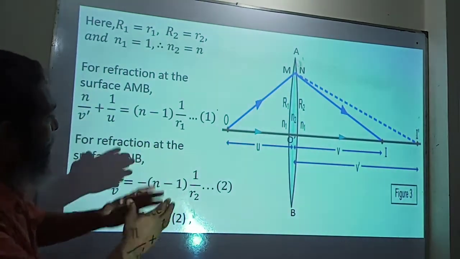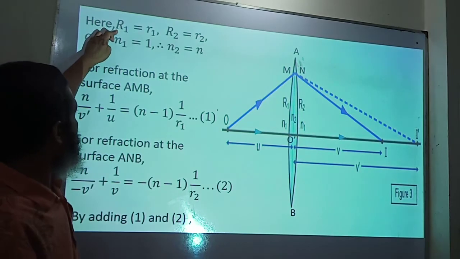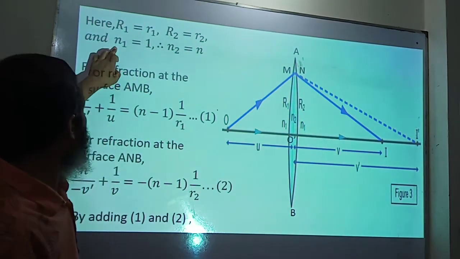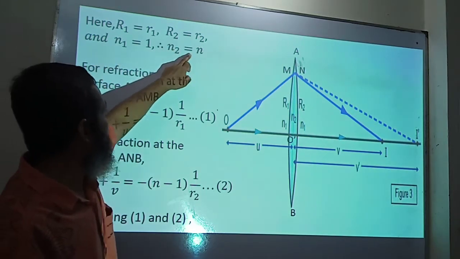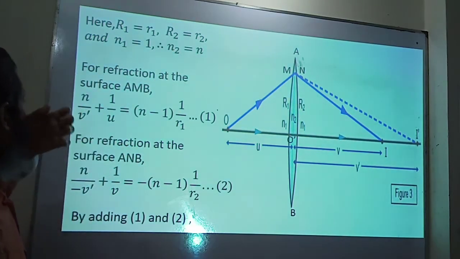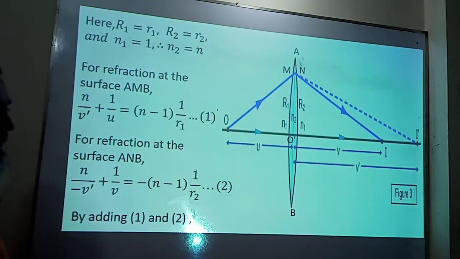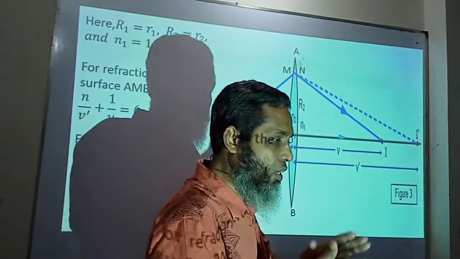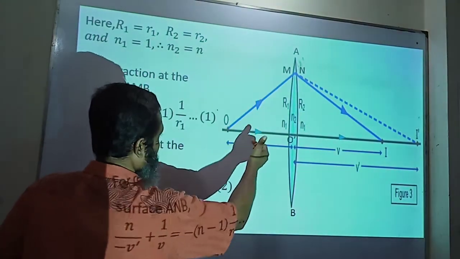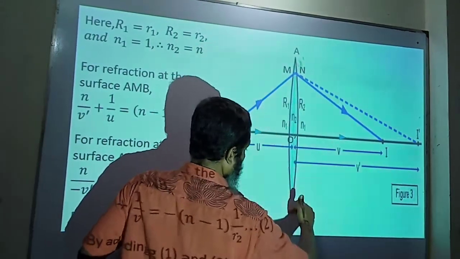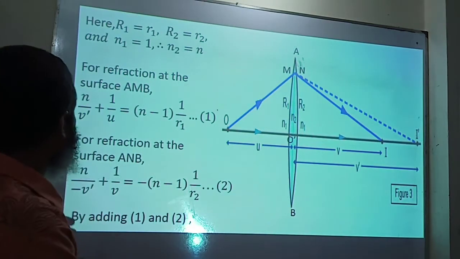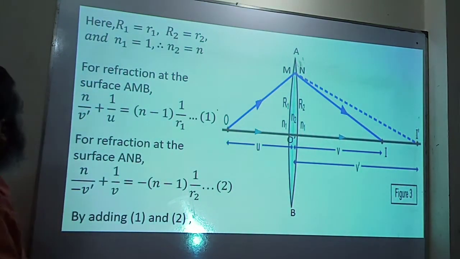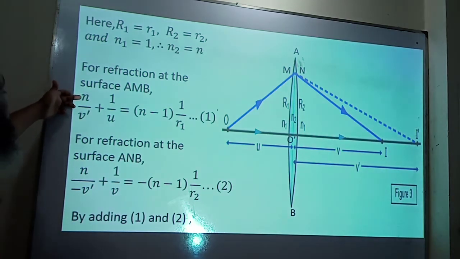For our convenience, we consider capital R1 equal to R1, and capital R2 equal to R2, and n1 equal to 1, and n2 equal to n. We know that is the equation of refraction at the spherical surface, the common equation. So when refraction occurs at the surface AMB, then we have n by V prime.